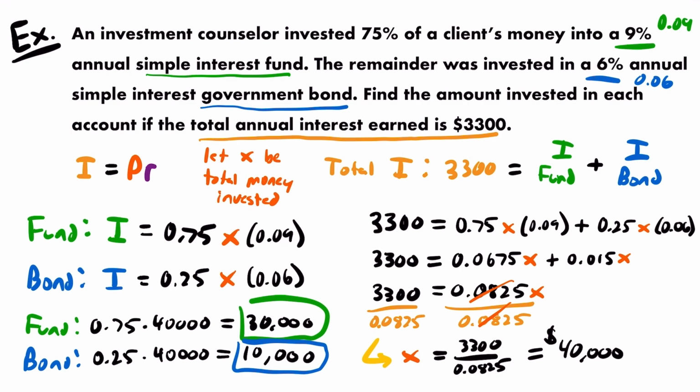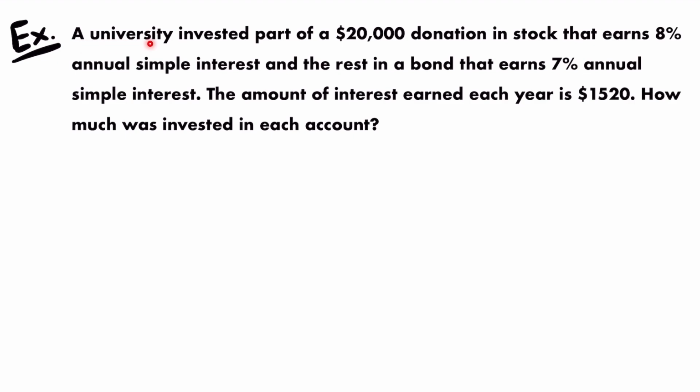Let's take a look at one more example for this video. For our last example, we have a university invested part of a $20,000 donation in stock that earns 8% annual simple interest, and the rest in a bond that earns 7% annual simple interest. The amount of interest earned each year is $1,520. How much was invested in each account?